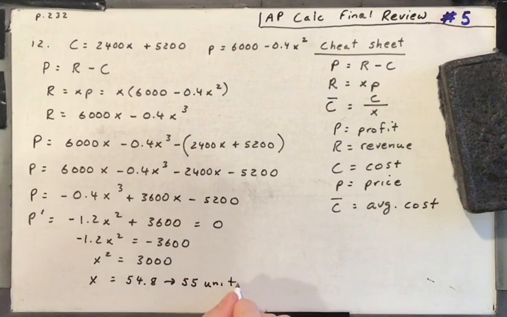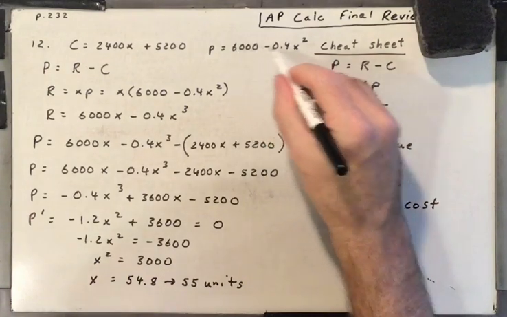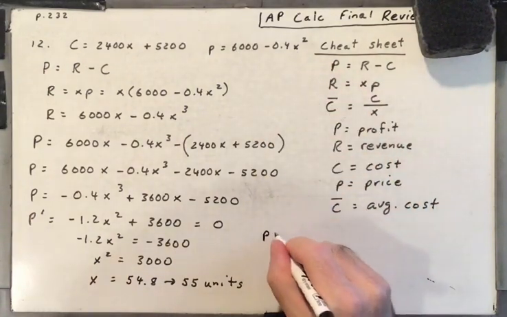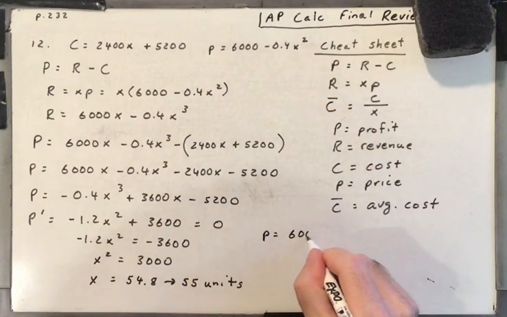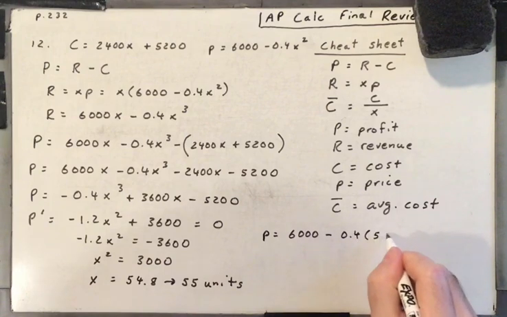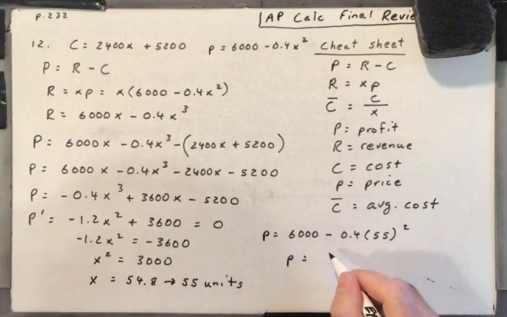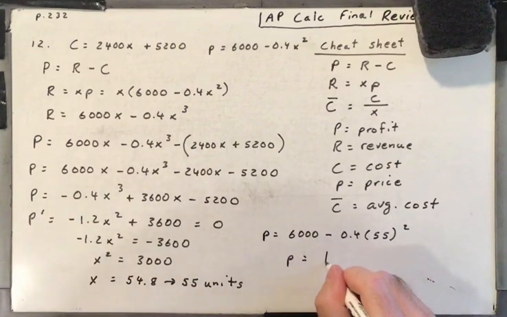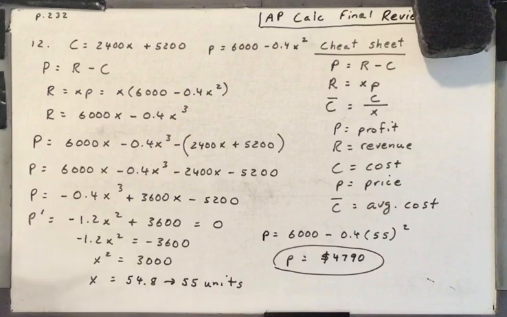A lot of students forget what they're doing and circle that. That's not what it asked. It asked for the price. We get the price by plugging that 55 into x there. So price is 6,000 minus 0.4 times 55 squared. So if your calculator doesn't betray you, that's 4,790. Beautiful.